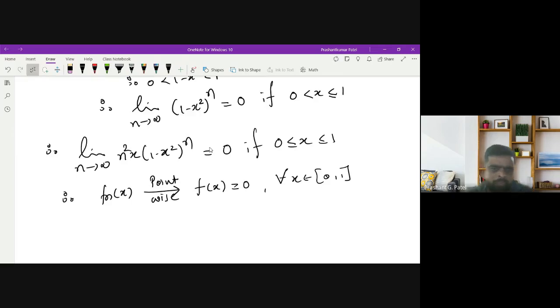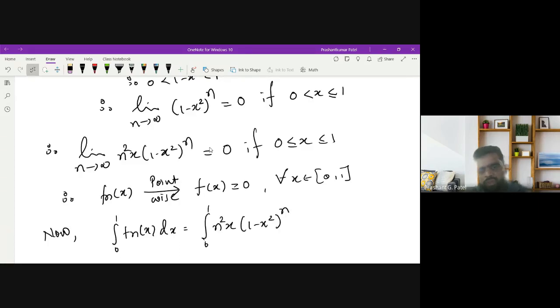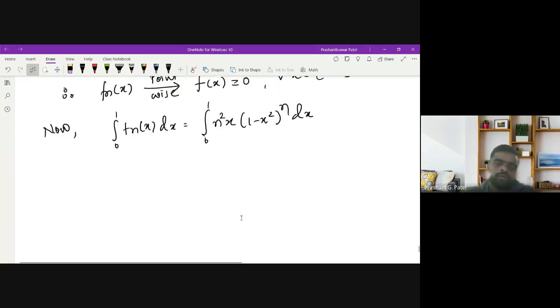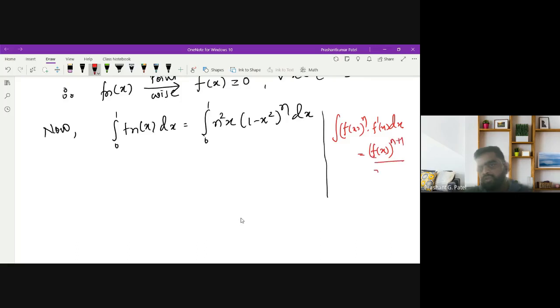This we have. Now let us talk about the integration. What is the integration of fn of x dx? That is the integration of n square x times 1 minus x square power n dx. What is the integration of this quantity? You can recall one of the formulas which you have studied: the integral of f(x) raised to n times f dash of x dx will be f(x) raised to n plus 1 upon n plus 1 plus c. To get this result, you just take f(x) equal to t and substitute.